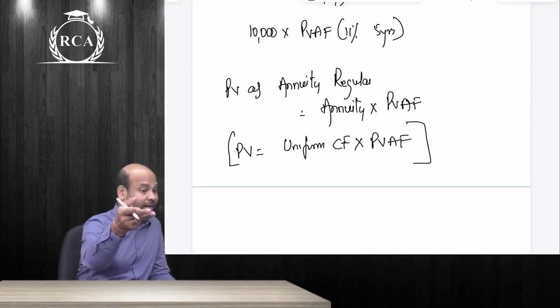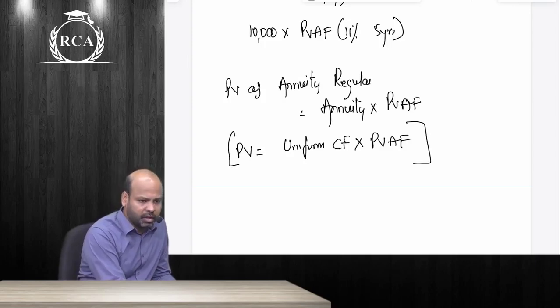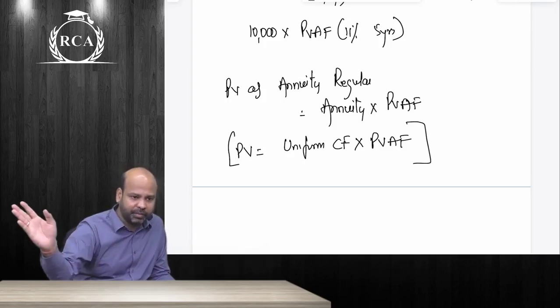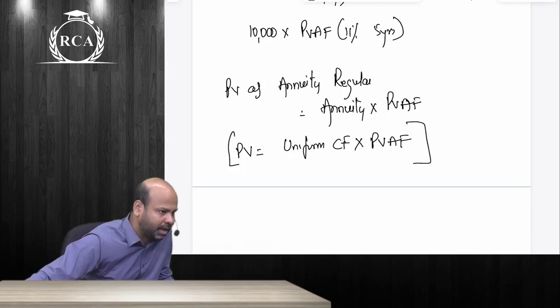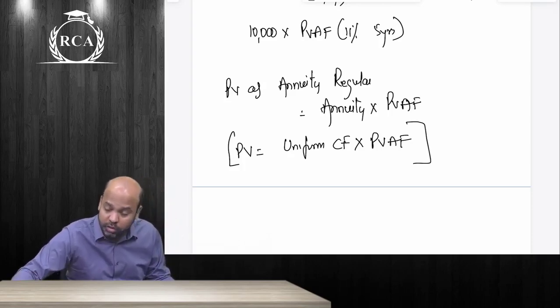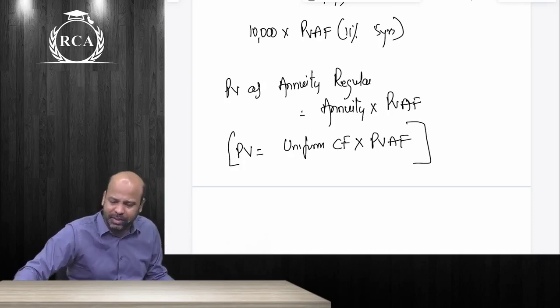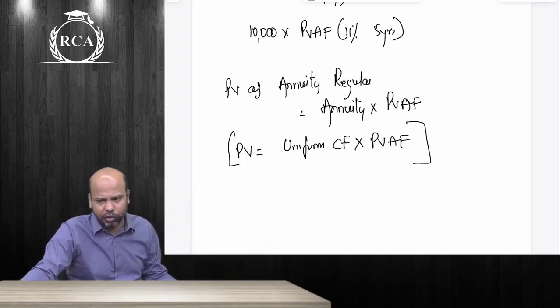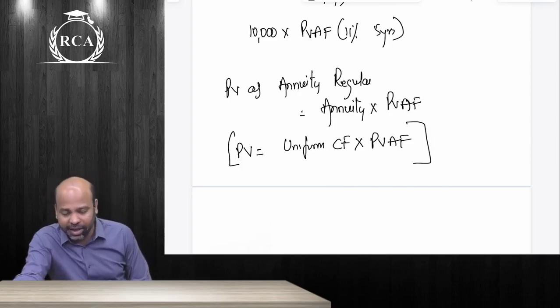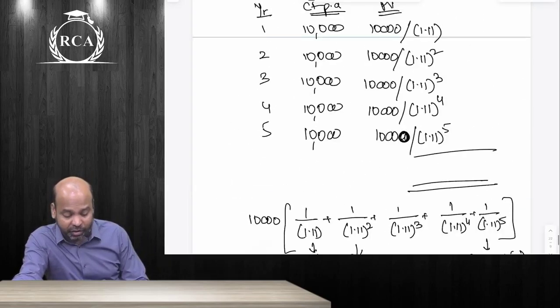Just recall how you did it in capital budgeting of CA Intermediate. You do not write present value of annuity regular anywhere. Don't you directly write PVCI is equal to cash flow multiplied by annuity factor? So you do not have to use the phrase present value of annuity regular. Just write present value is equal to your cash flow multiplied by annuity factor. Is that clear, guys? Yes or no? That is if it is annuity regular.